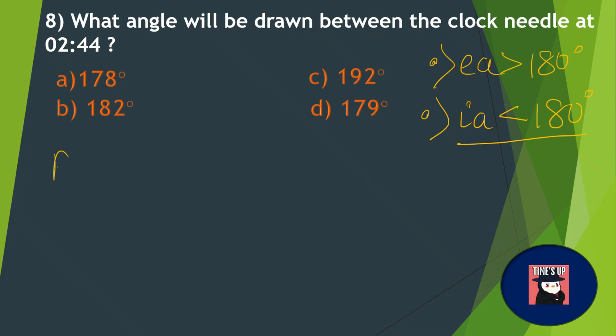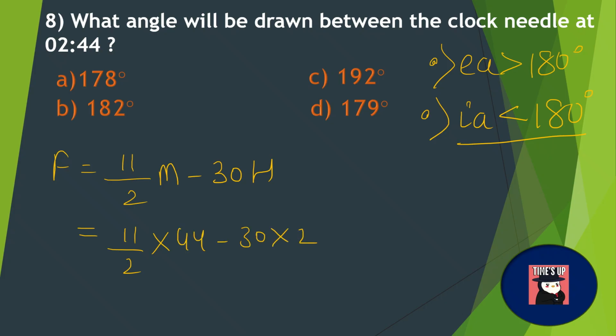Time up. The formula is 11 by 2 into minutes minus 30 into hour. 11 by 2 into minute will be 44, minus 30 into 2. So here you will have 11 into 22, that comes to 242. Correct? 242 minus 60, that comes to 182 degree.